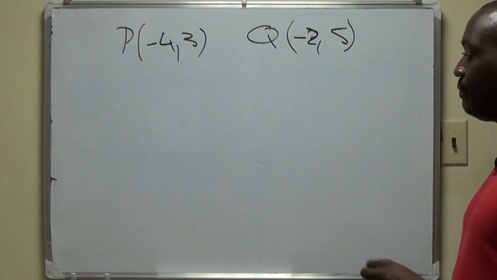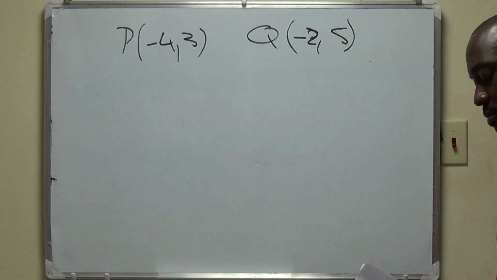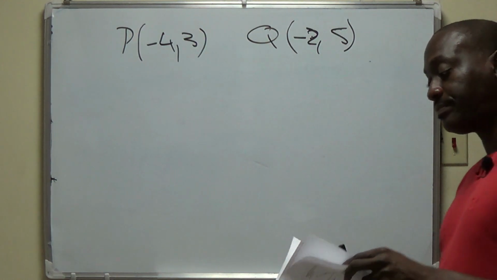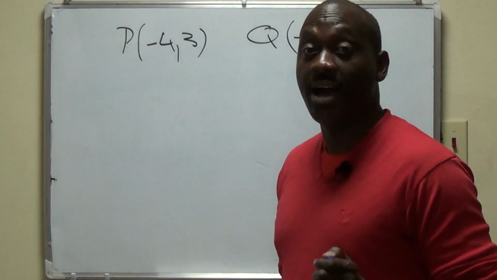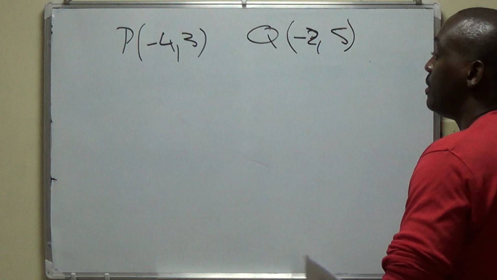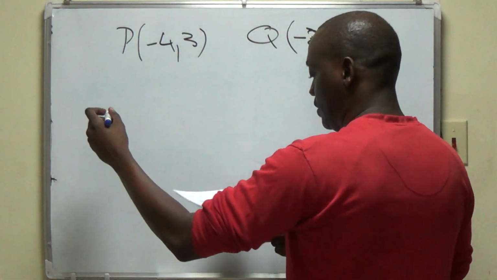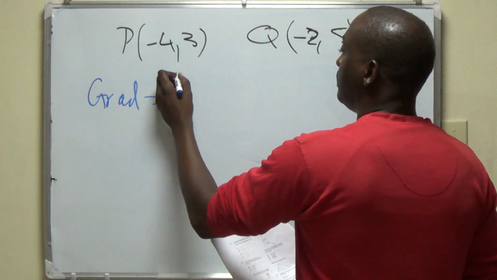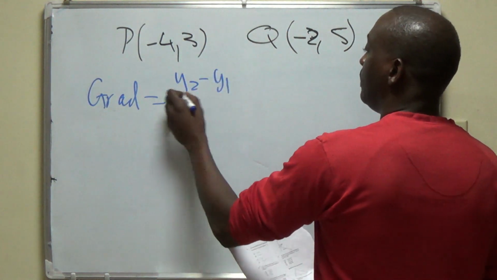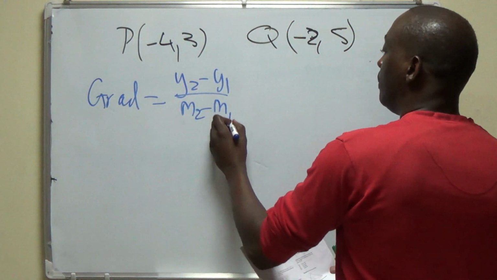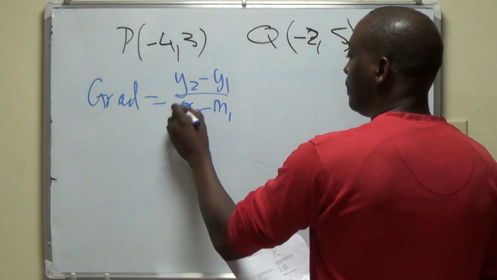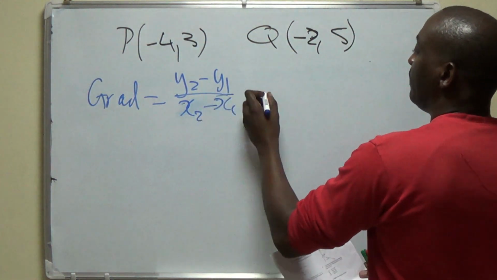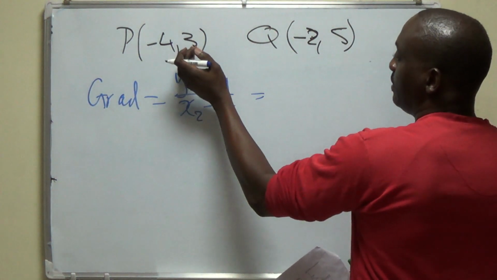So we can say then, knowing the gradient of a straight line, now remember that this formula will not be in your formula sheet. So this is definitely one of those formulas that you have to have memorized. So we could say that the gradient of the line joining those two points will be equal to y2 minus y1 over x2 minus x1, which is, let us start with this one, 3 minus 5.